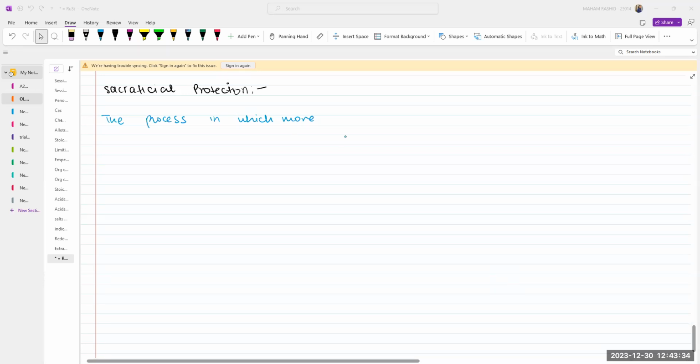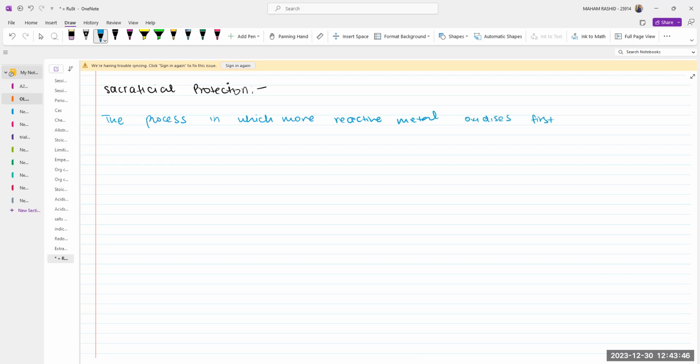So the process in which more reactive metal oxidizes first in preference of the less reactive one is called sacrificial protection.